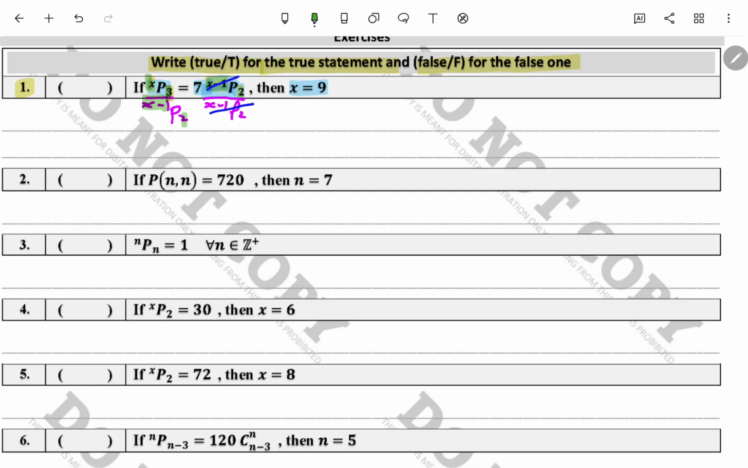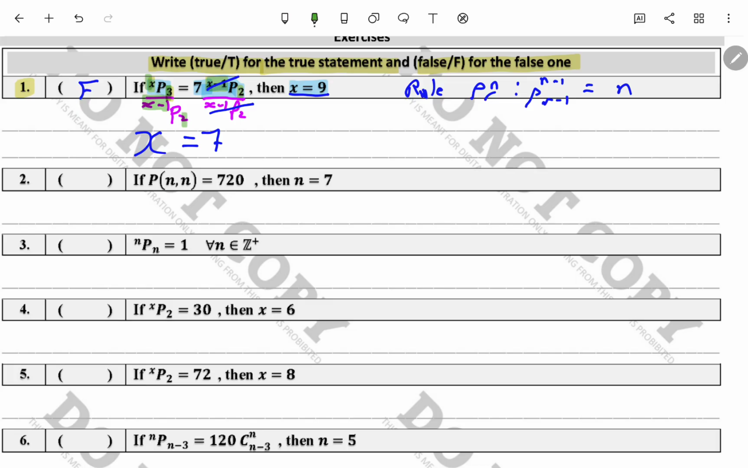This is a rule, and this rule is saying: if you have n permutation r divided by (n minus 1) permutation (r minus 1), that will give you n. So I can get from here x, and that all equals 7 because 7 is left. And he told you x equals 9, and this will make it false.